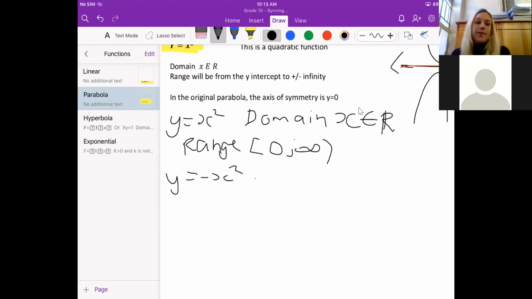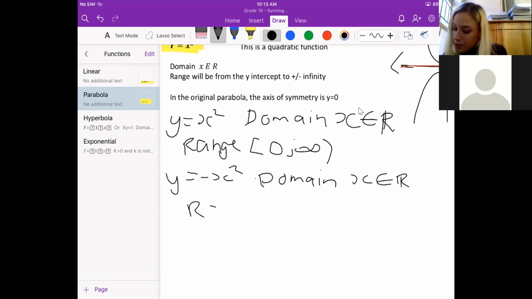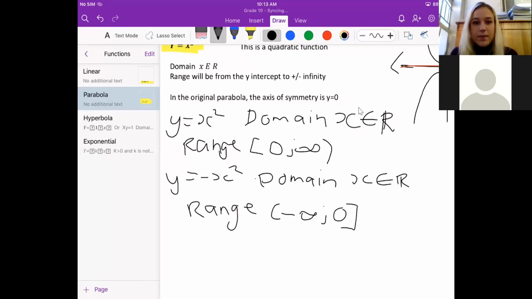Now if we're looking at our negative parabola and we want the domain, that's also x ∈ ℝ, like we discussed. But when we're looking at the range now, that's different. That's going to go from 0 again till negative infinity, but we read from left to right, so it's going to be going from negative infinity to 0, and we can include the 0 because it'll touch the 0.